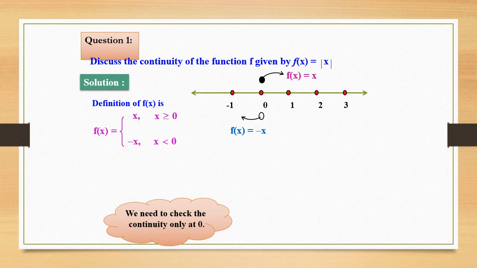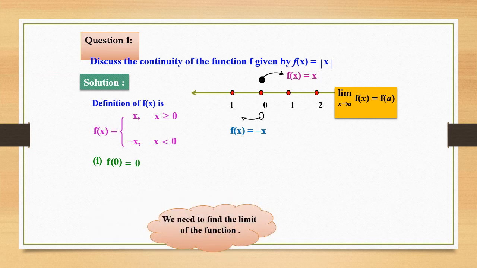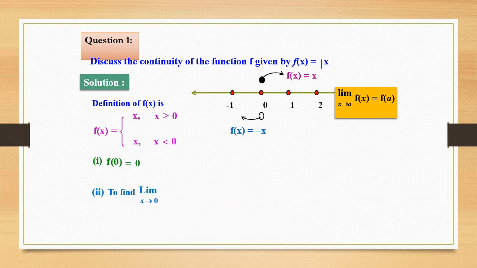So now we will check the continuity of this function at x is equal to 0. First we are finding the value of the function at 0. So f of 0 is equal to 0. Second, we will find the left hand limit of the function, that is limit of f of x as x tends to 0 minus, which equals limit of minus x as x tends to 0 minus, and when we substitute the limit we get the answer as minus 0, which is equal to 0.